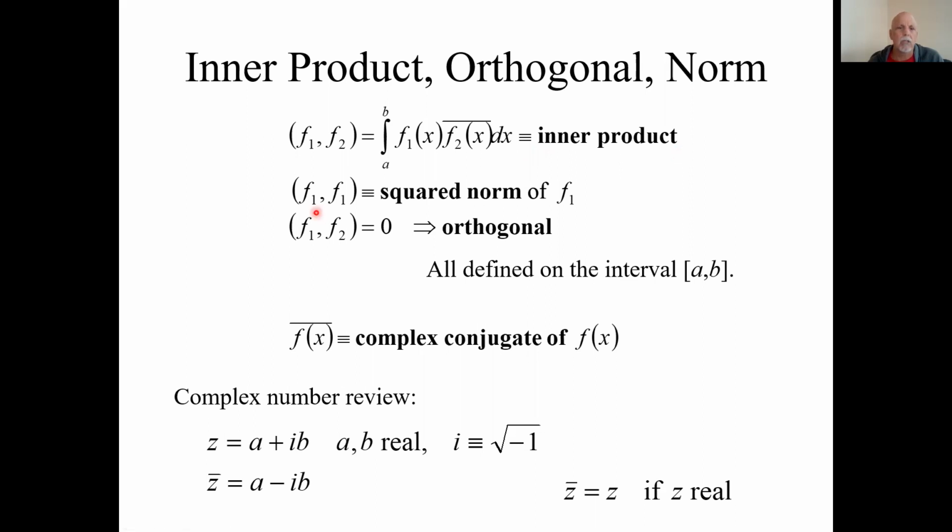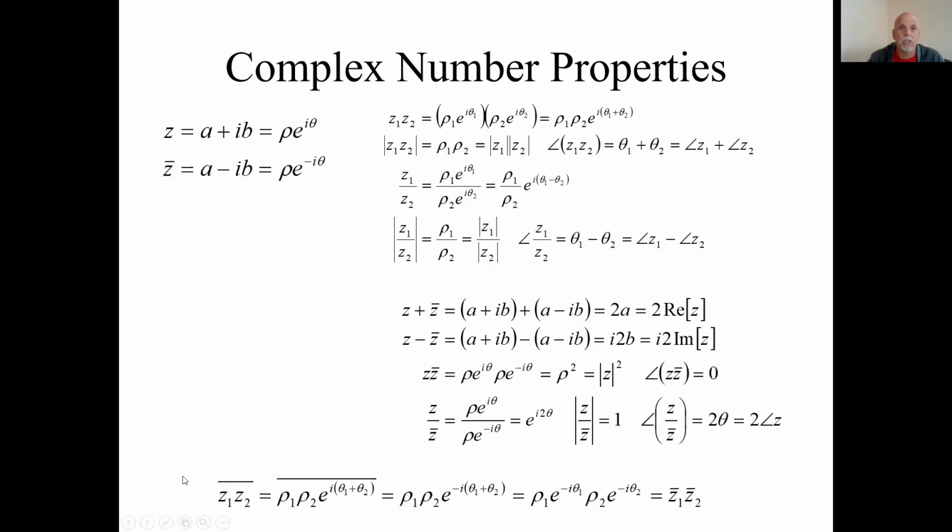If you take the inner product of a function with itself, you get what's called the squared norm of that function. If the inner product of two different functions is 0, we say those two functions are orthogonal. This is all on the interval a, b, where I'm using this overhead bar to mean complex conjugate. And we just reviewed complex numbers, so I can skip that.